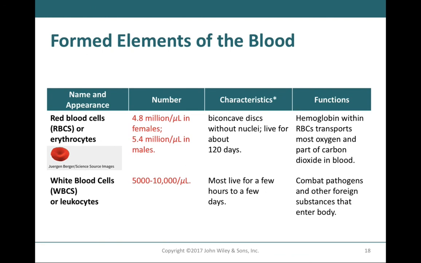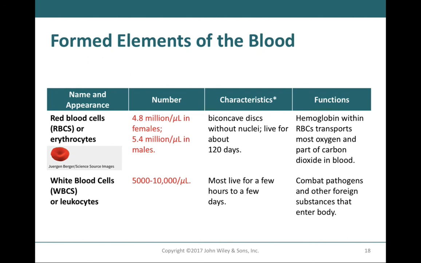Remember, hemoglobin contains 4 subunits, each with a heme group that will allow for the transport of 4 oxygen molecules per hemoglobin protein. Now, in terms of the formed elements that we have in our blood, the red blood cells are definitely the most common ones. We see that in females, there's going to be 4.8 million red blood cells per microliter of blood, and 5.4 million red blood cells for every microliter of blood in males.